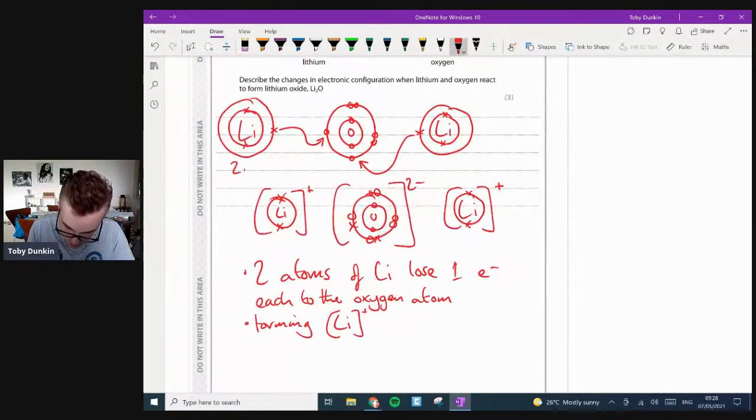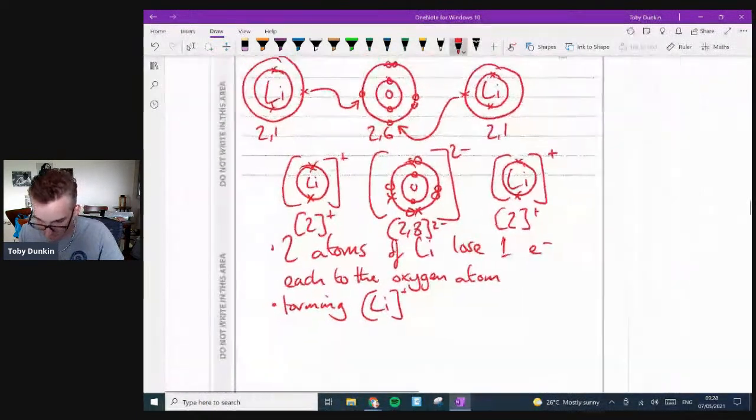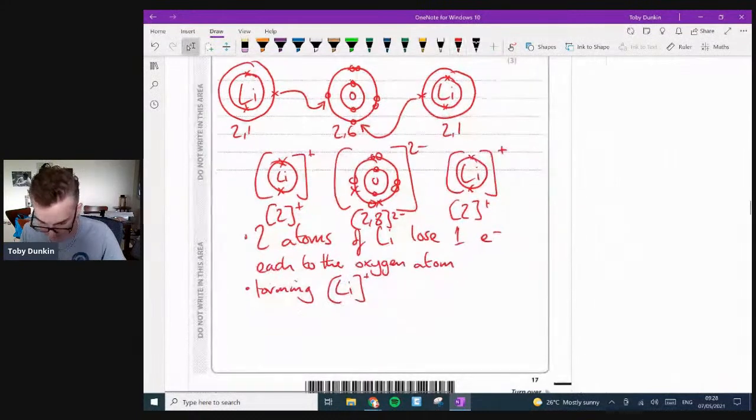Oh, give the configuration. It started off as 2,1. This started at 2,6, and this started at 2,1. It's now just square brackets 2 close brackets plus. This is now 2,8 close brackets 2-, and this is 2 plus, and then +1. There we go. Those are the configurations. I've literally scored everything I need to there, folks.